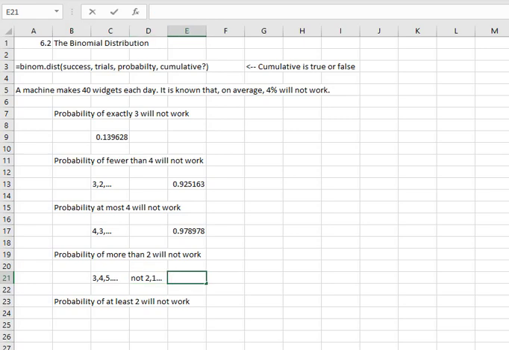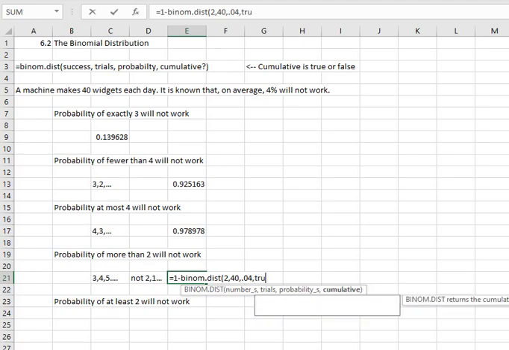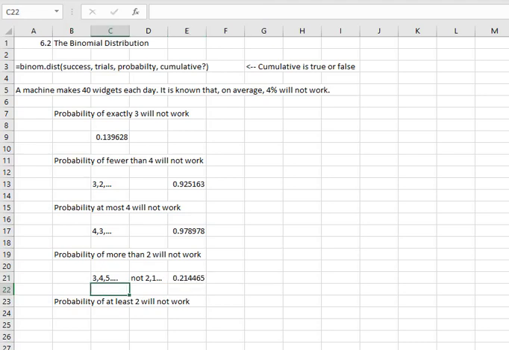Because we're calculating a complement, we'll start with equals 1 minus. That means we're taking away the complement, the part we don't want. What we don't want is the binom.dist, open a parenthesis, starting with 2 successes, because that's the first number in the not, comma, the number of trials is still 40 in this example, comma, the probability is still 0.04, and we're going to say true because we want to add up the 2, 1, 0. When we hit enter, we find the probability of more than 2 not working is over 21%.